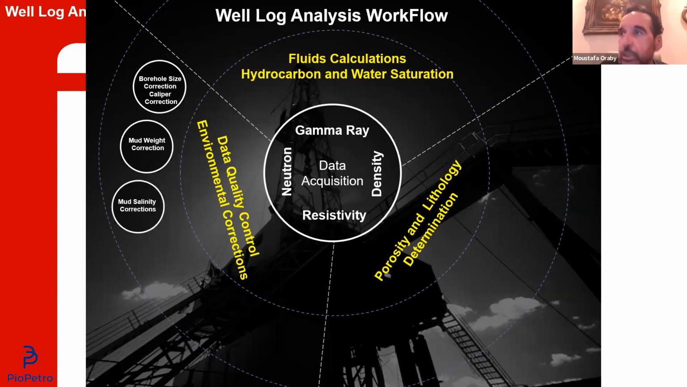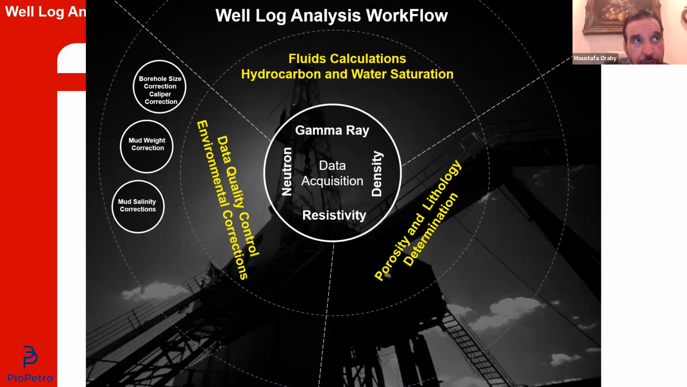Third is mud salinity correction. For example, you used NaCl, sodium chloride, or your mud salinity is much higher than mine. You used 150,000 ppm mud salinity, and I use 200,000 ppm, or I use 30,000 ppm. So I need to correct for this.